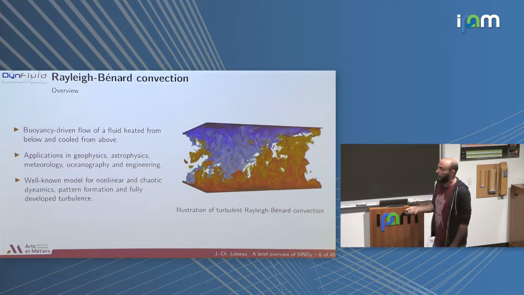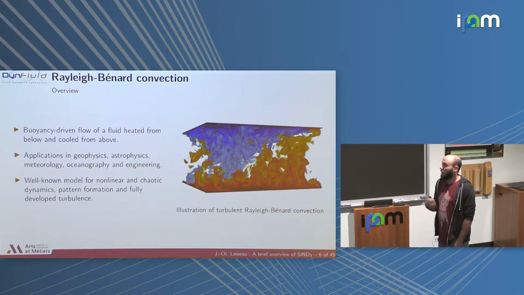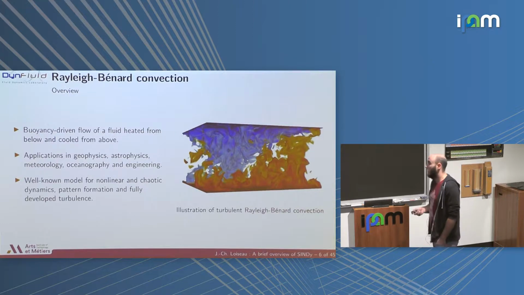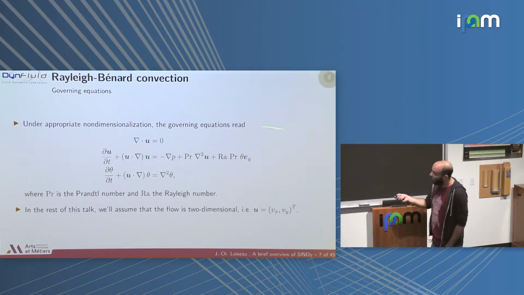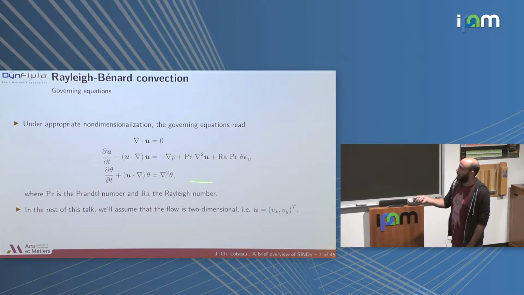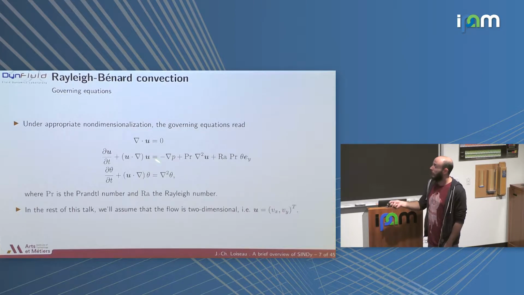From a dynamical system point of view, it's pretty interesting because it's a well-known model for nonlinear and chaotic dynamics and pattern formation, and we also use it for fully developed turbulence. So that's the same equations as before, right? Under appropriate non-dimensionalization, we get the Navier-Stokes equations plus the temperature equation.